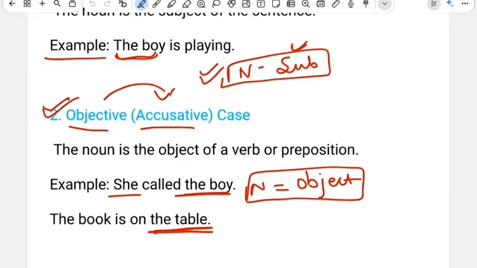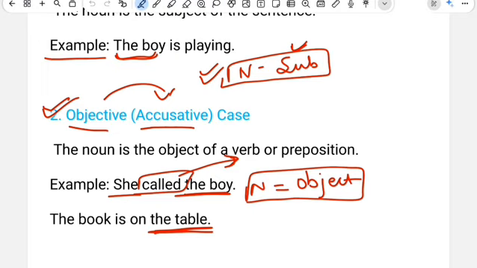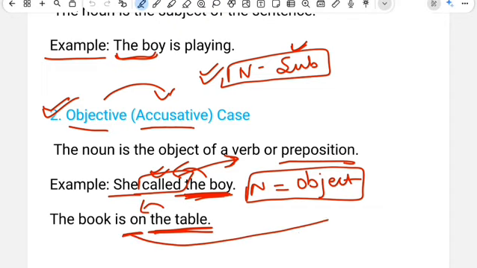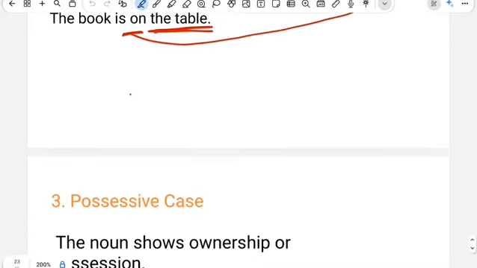The noun is the object of a verb or preposition. She called the boy. Called is a verb, to call someone. So whenever the noun is the object of a verb, here the boy is the noun at the object place, and before it there is a verb, or there can be a preposition as well, like on. On is a preposition, right? So the book is on the table. The table is your noun at the object place, and before it there is a preposition or a verb. It is known as objective case. I hope you have understood, and if you have, give us a thumbs up in the comment box.